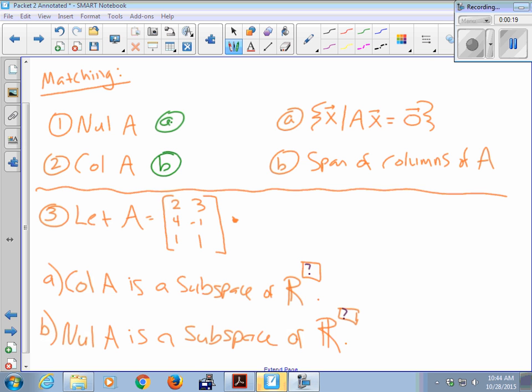Okay, so let's see. The col of A, remember, col of A is the span of the columns, meaning linear combinations of the columns of A. So if you take a linear combination of the two columns in A here, the result is going to be in R3. Okay, and then the null of A is going to be a subspace of R2. Yeah, the number of columns.